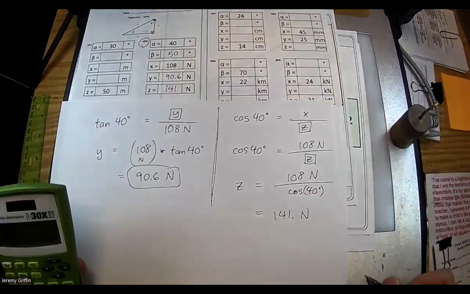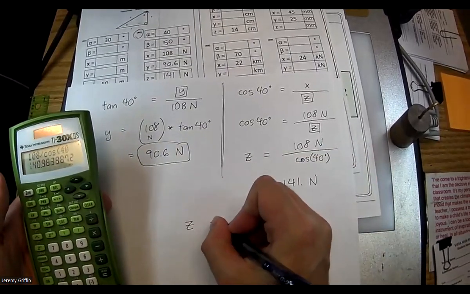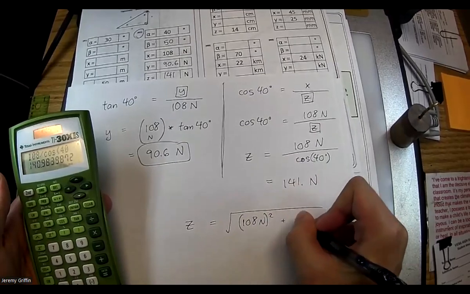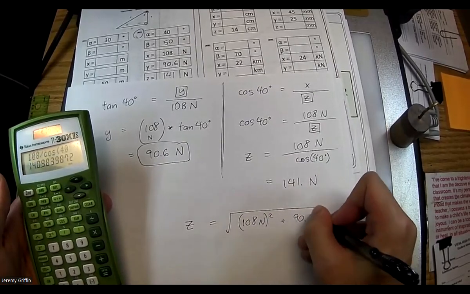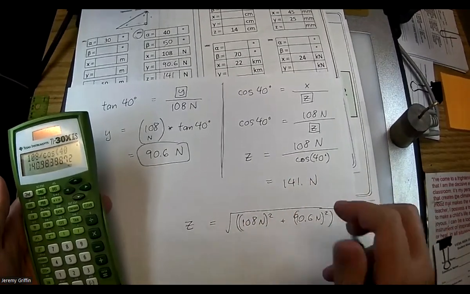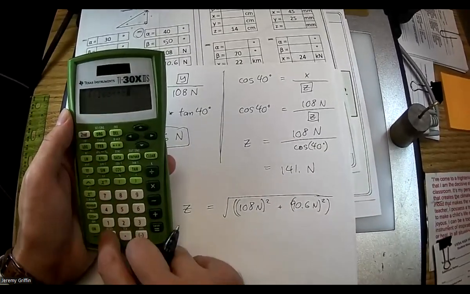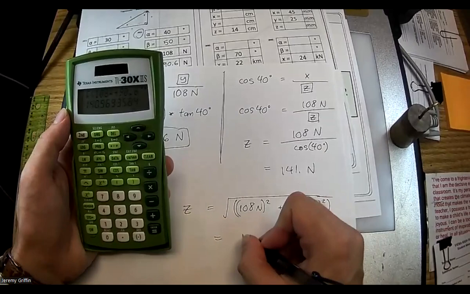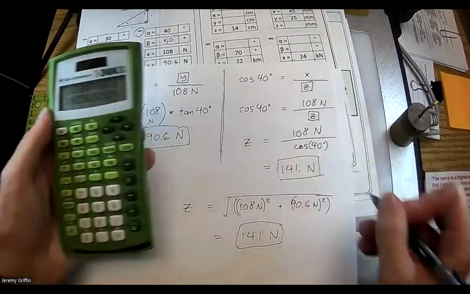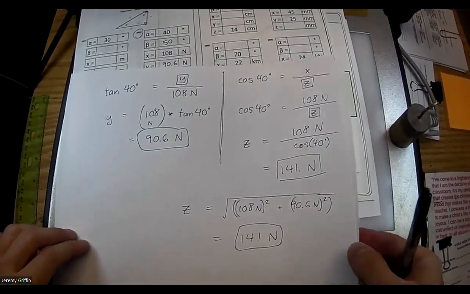If you wanted to do the Pythagorean theorem, you could have done that. Let me do that real fast. You could say z is equal to the square root of 108 newtons squared plus 90.6 newtons squared. So square root of all that, extending my square root bar over the entire inside expression. Root 108 squared plus 90.6 squared. It's the same answer, right? No matter how you do it. Okay, you guys good there? Ready for number 7?